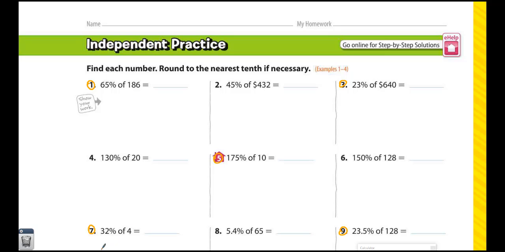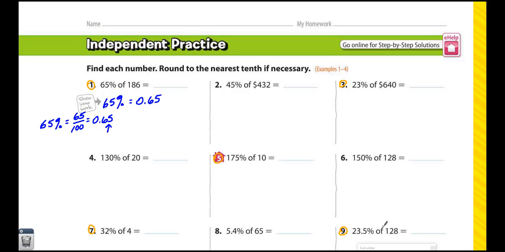So our very first problem, 65% of 186. This is a problem where you probably find it easiest to take the 65% and change it into a decimal, 65 hundredths. Remember, percent is out of 100, so if you have 65%, that's the same as 65 out of 100, but instead of writing it in the fraction form, we're going to write it as 65 hundredths. So that's what that equals, 65 hundredths. There's the hundredths place right there.